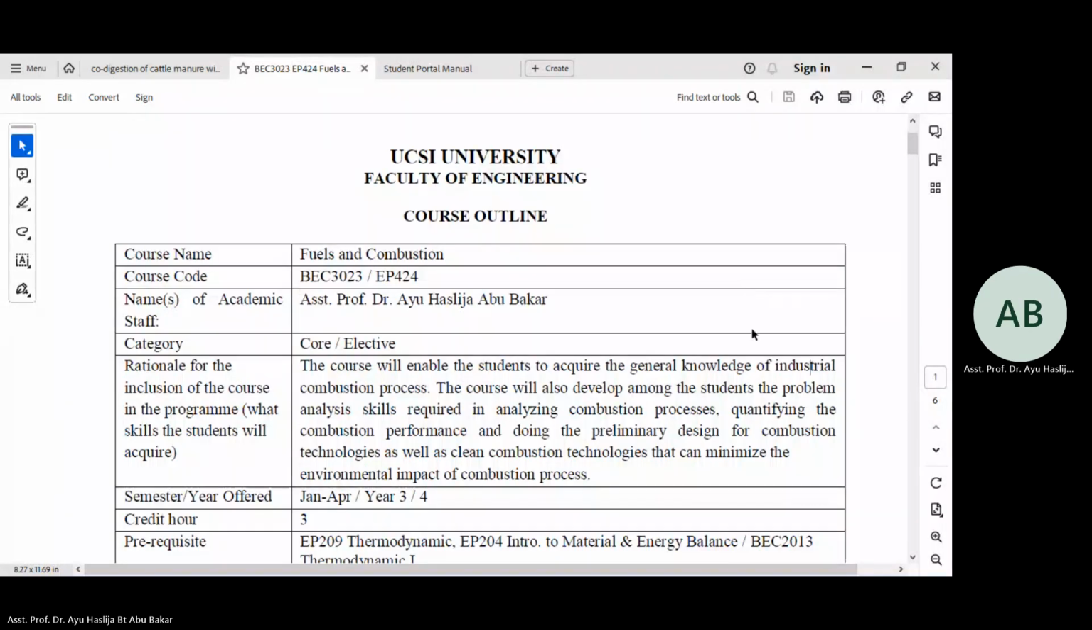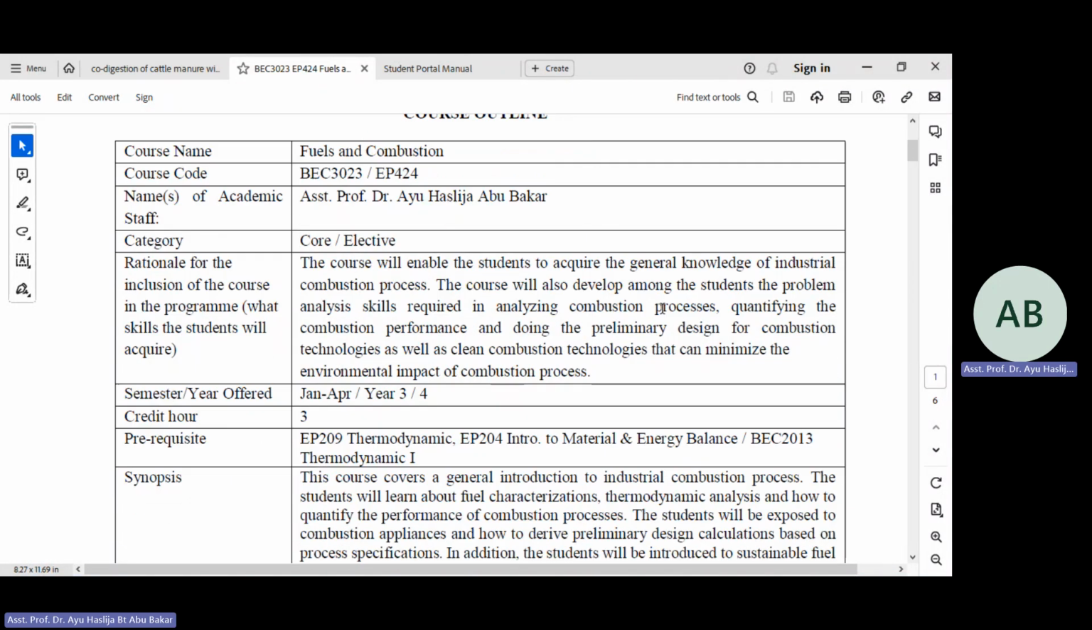Let me go through and brief you on the course outline. The course code is BEC 3023. Okay, this is a core course.